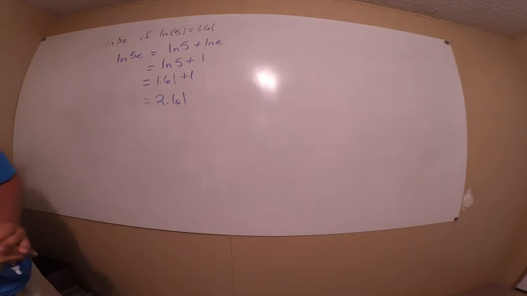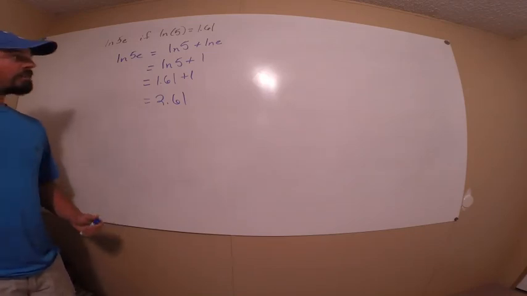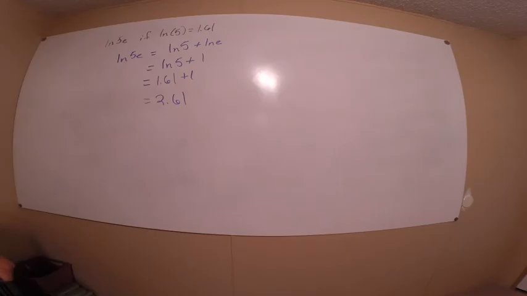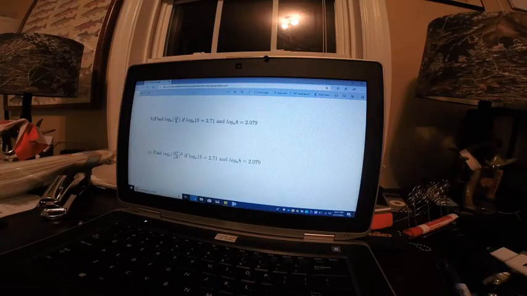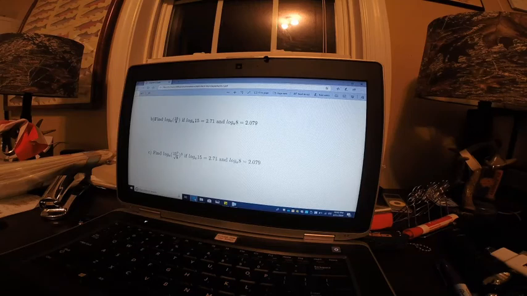That's how they want you to approach a problem like this. Now, let's jump back and do B and C. B says find log base A of 15 over 8 if log A of 15 equals 2.71 and log A of 8 equals 2.079. C says find log A of 15 squared over the square root of 8, all to the 3rd, if log A of 15 equals 2.71 and log A of 8 equals 2.079. So, let's do both of these on the board.